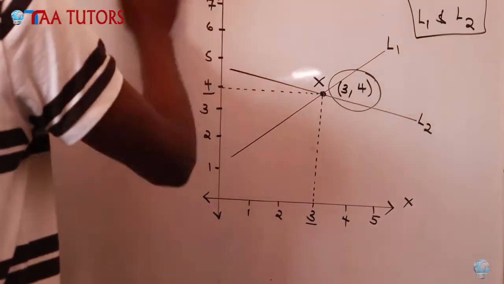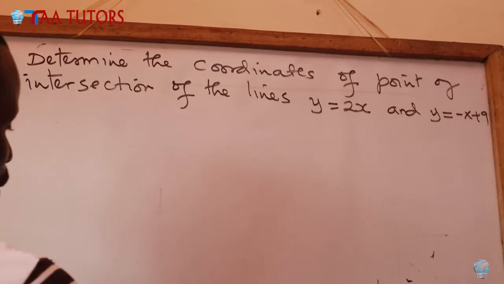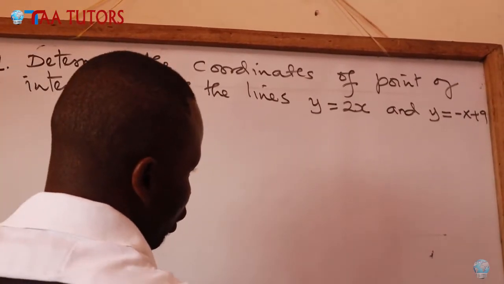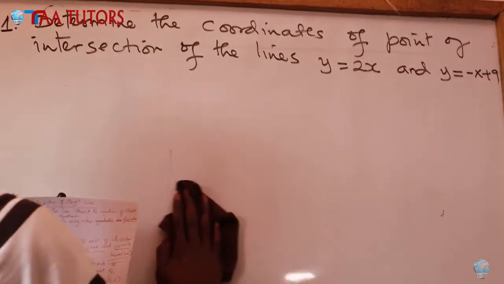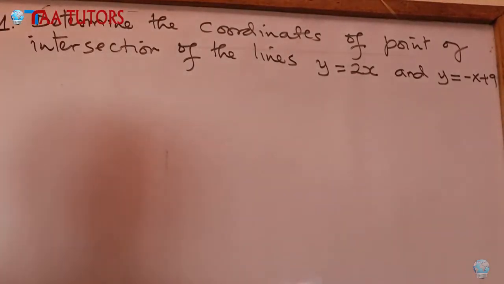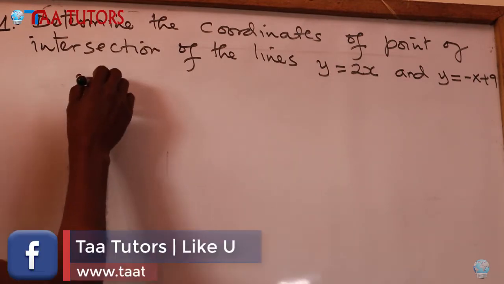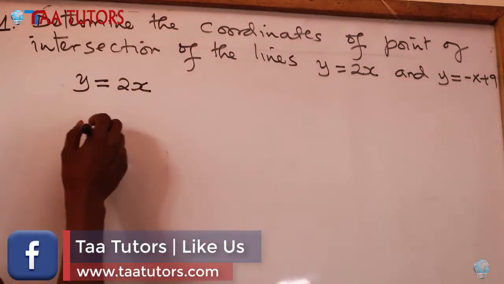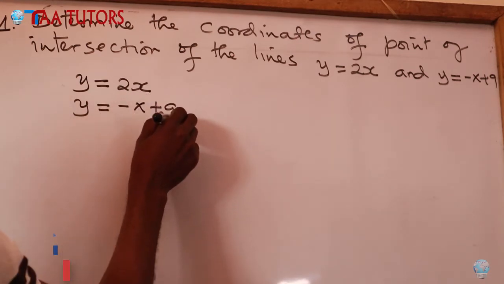Now viewers, I want us to look at an example, and the example I want to start with is here. We have a simple question where we are asked to determine the point of intersection of two lines, and the lines in question are y equals 2x and y equals negative x plus 9. We have said that at the point where these two lines intersect, we treat them as simultaneous equations.